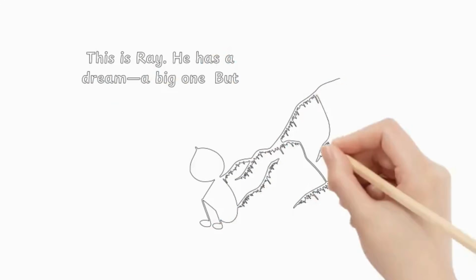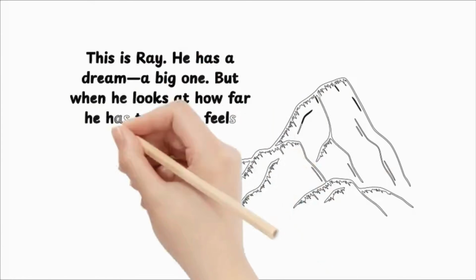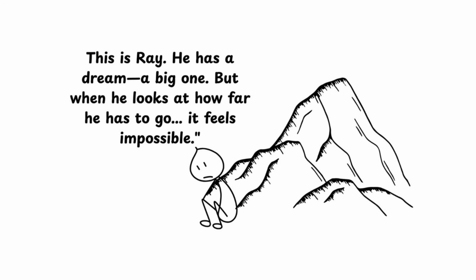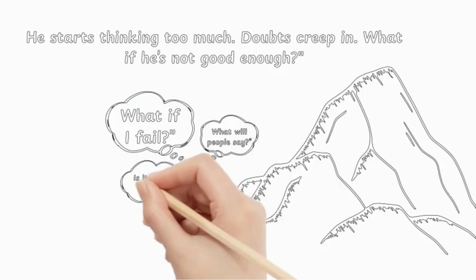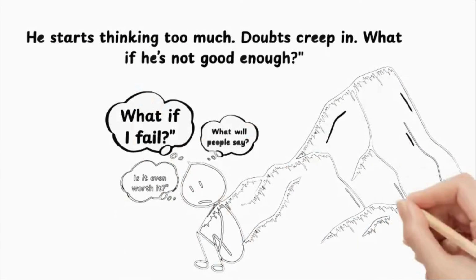This is Ray. He has a dream, a big one. But when he looks at how far he has to go, it feels impossible. He starts thinking too much. Doubts creep in. What if he's not good enough?